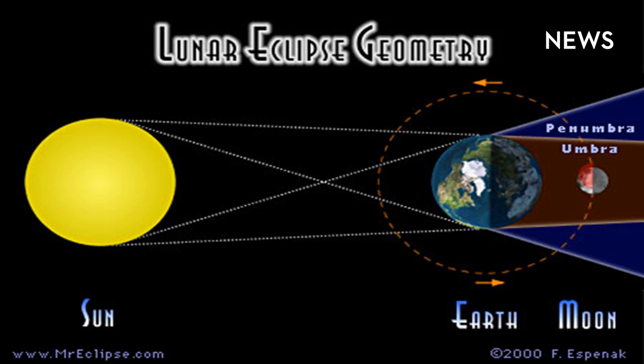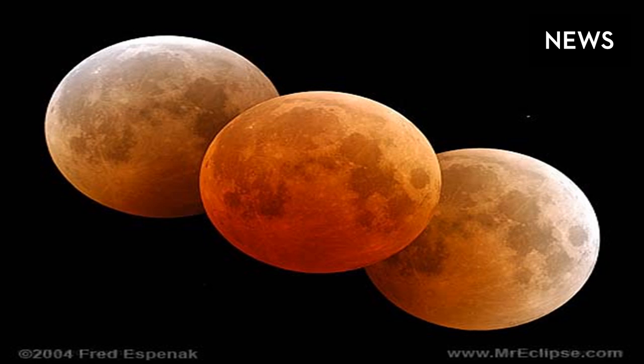Total lunar eclipse of 2004, October 27-28. Beginning right, middle, center and end left of totality. Click to see photo gallery.